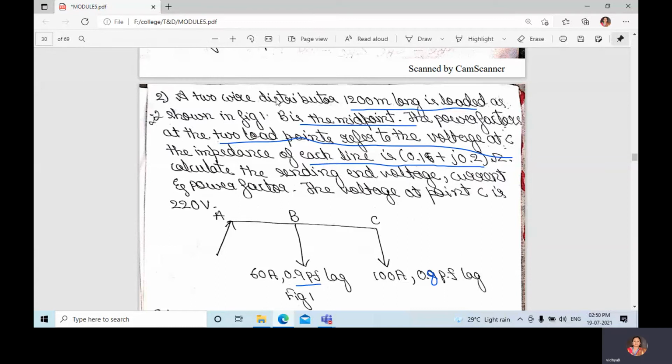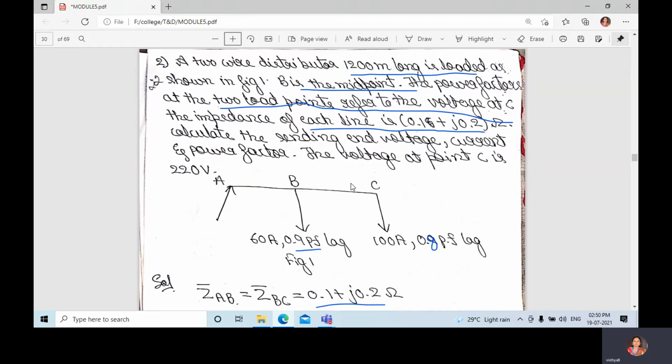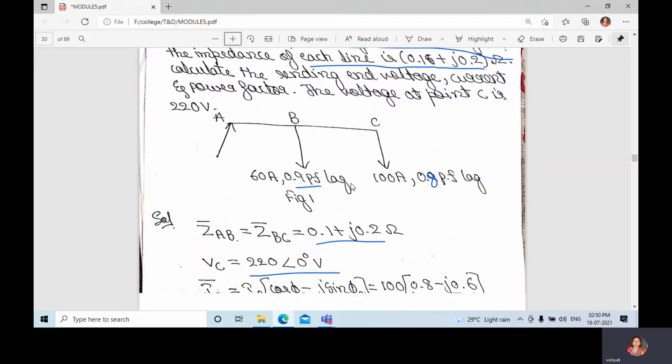Next problem: a two-wire distributor 1200 meters long is loaded as shown in the figure. B is the midpoint, and the power factor at the two load points refers to the voltage at C. The impedance of each line is given as 0.1 plus j0.2 ohm. Calculate the sending end voltage, current and power factor. The voltage at C is 220.